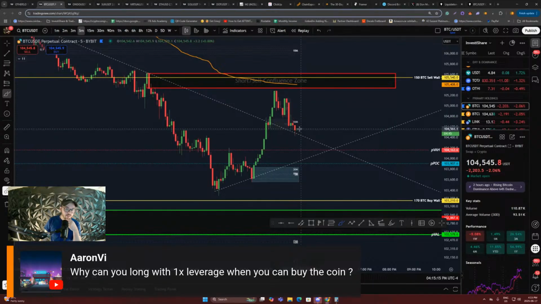So if you were in a 1x long here, for example, and then we got the break of structure, got past the VWAP, and there's good continuation, but you wanted to dedicate your funds to a different trade, you can then reduce your margin and increase your leverage on that active trade to then dedicate those funds to a different trade while leaving that one active.